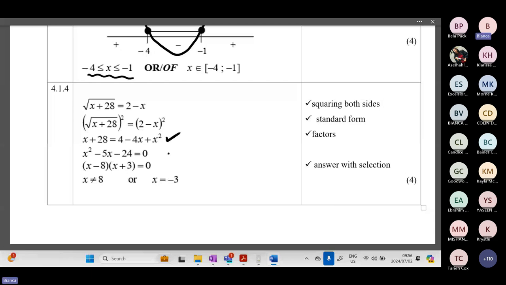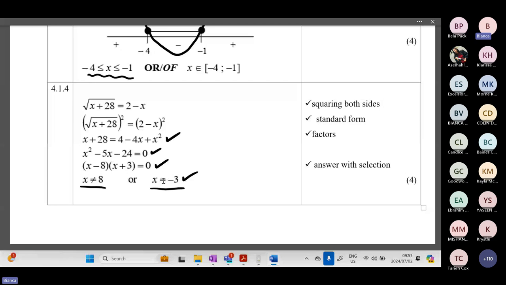Yeah. Then for standard form, there it is again. That's standard form. Then for factors or quadratic formula. And this one, they gave the answer. You get one mark for both of these. Meaning, if you put an 8 there without an equal to sign, you don't get this mark. This mark at the end is for accuracy. Both of these need to be here: the strike through with the 8, and the -3.